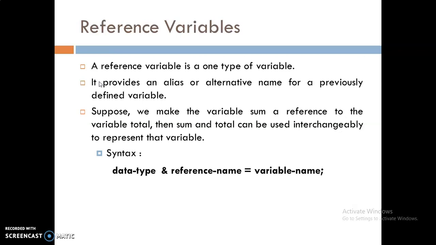Now about the reference variable, the syntax is data type ampersand reference name equals variable name. It means both the reference name and the variable name have the same address. As the syntax indicates, values are always assigned from left to right, so the variable name's address is assigned to the reference variable. A reference variable is a kind of variable, but it is an alias name of the same existing variable.